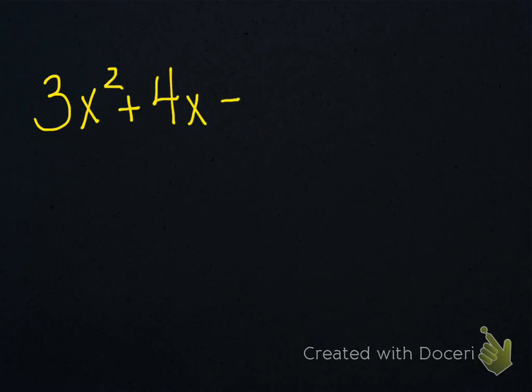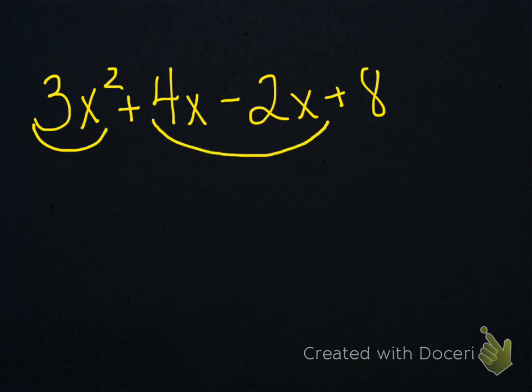So once you can do that, let me just give you a new problem. Let's say 3x squared plus 4x minus 2x plus 8. How many terms first? I'm going to be quiet. You count. How many terms? 1, 2, 3. What did I do there?